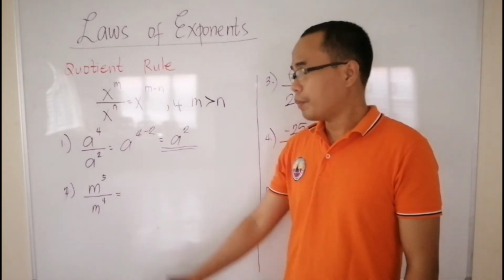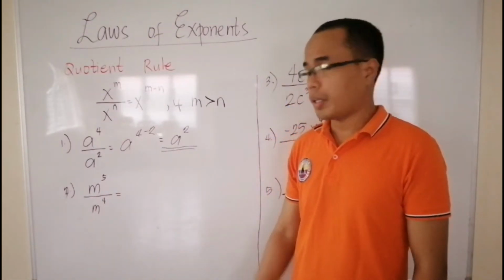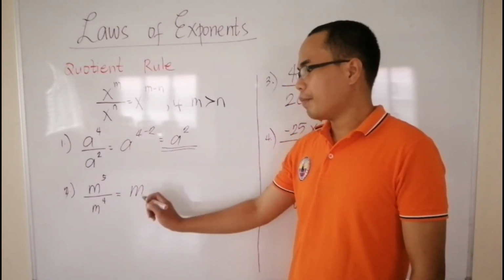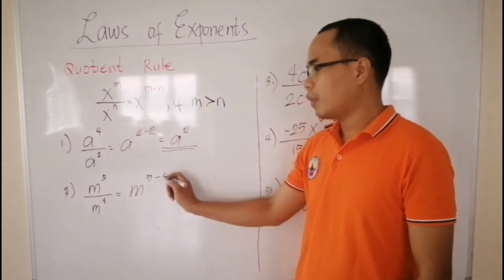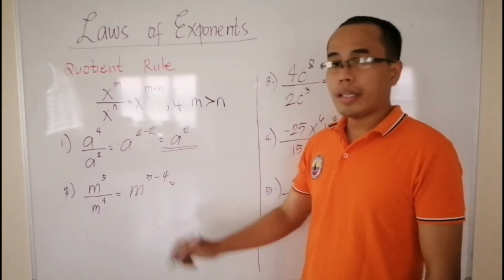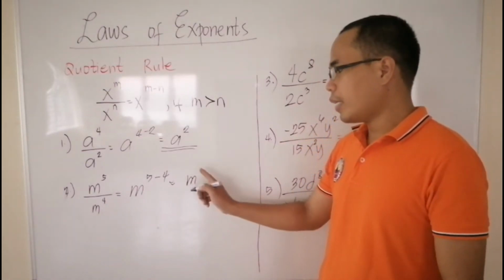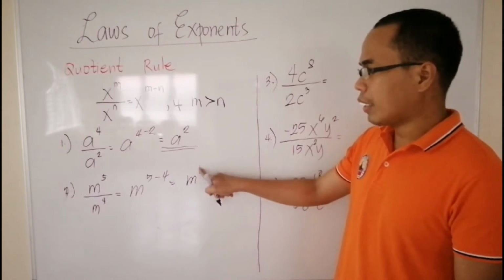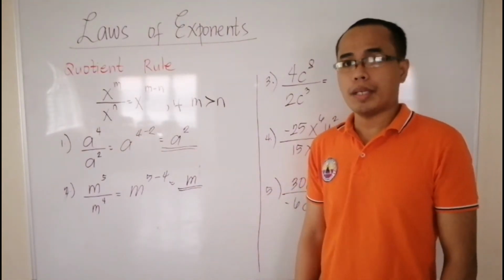Example number 2, m raised to 5 divided by m raised to 4. So keep the base m. Copy natin yung sa taas, yung 5 minus 4. 5 minus 4 is equal to 1. m raised to 1, or we have the imaginary 1m. So we have m. Okay, ganun lang pag-solve natin.